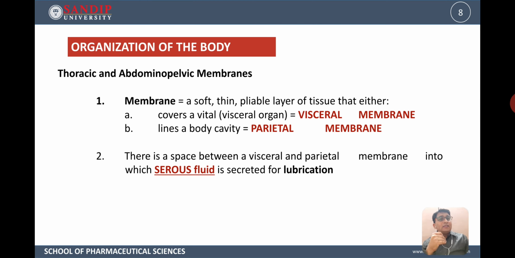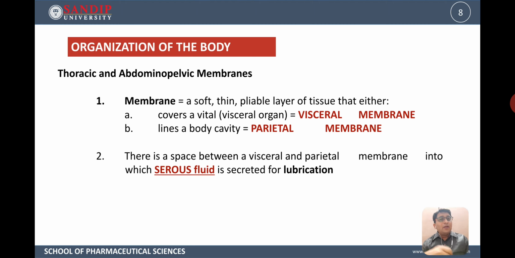Okay, and the space between the visceral and the parietal, there is a cavity, and that particular cavity is known as a serous cavity. In that serous cavity, the presence of fluid is there, and that particular fluid is known as serous fluid, and this fluid is required for lubrication.